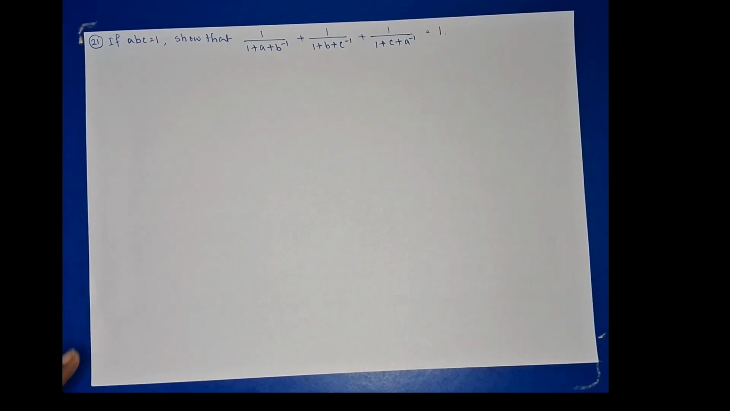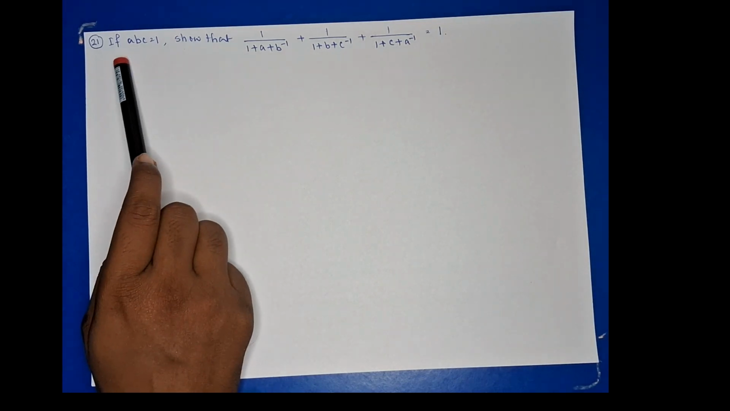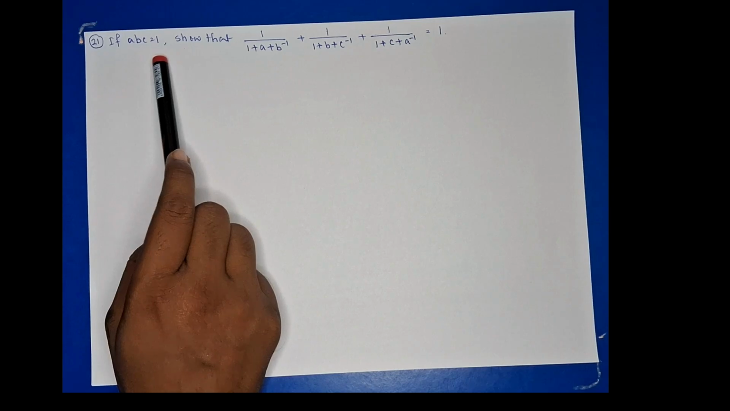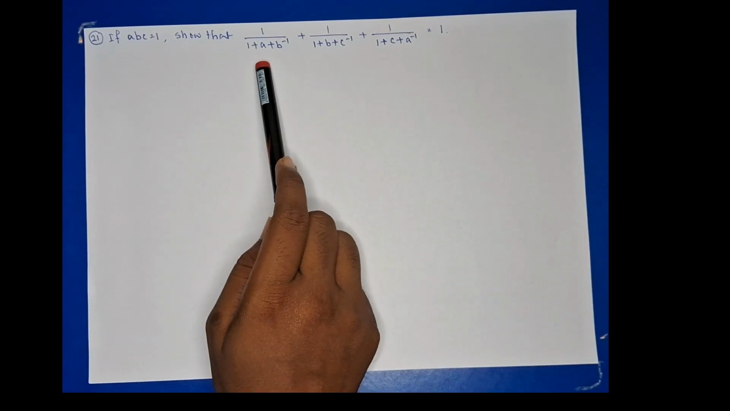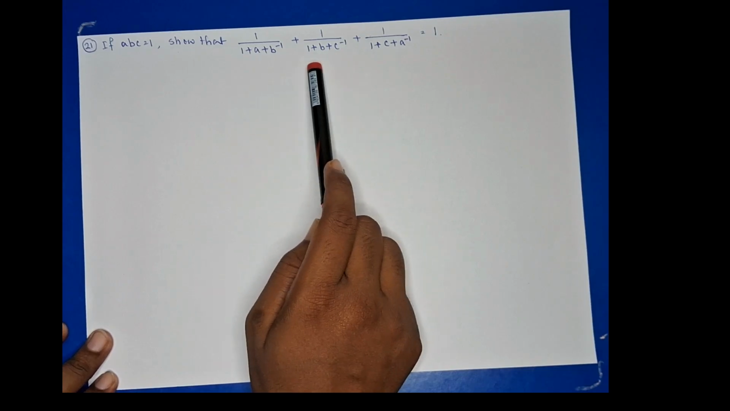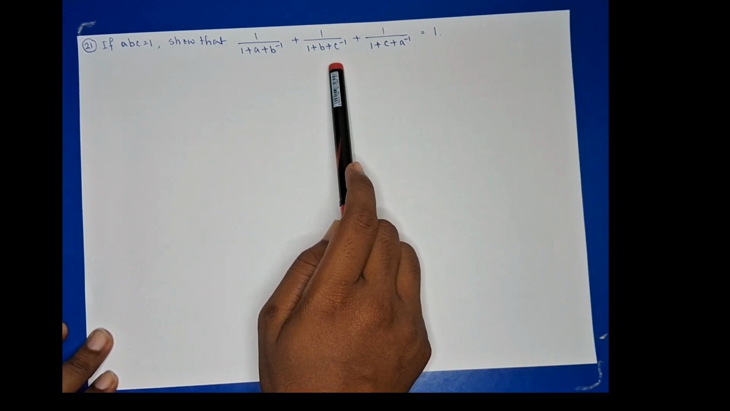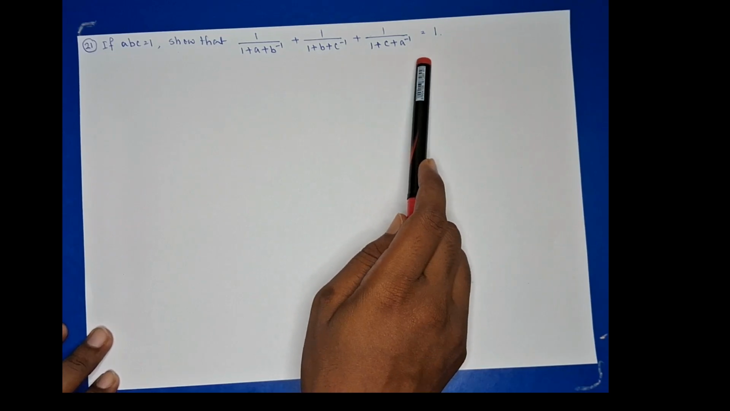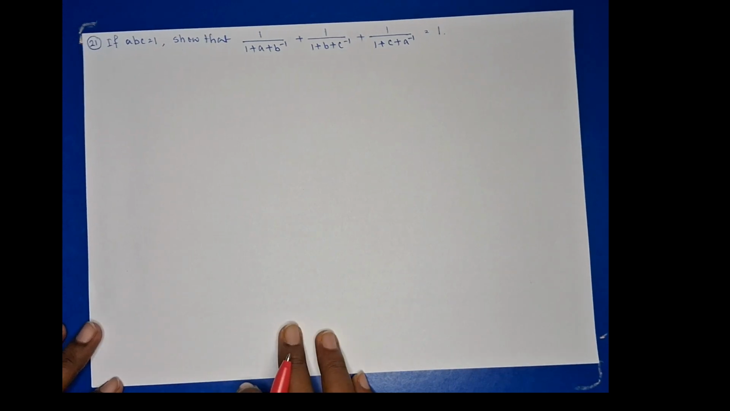Now, question number 21. What is there? If abc is equal to 1, that means a into b into c is equal to 1, show that 1 by 1 plus a plus b to the power minus 1 plus 1 by 1 plus b plus c to the power minus 1 plus 1 by 1 plus c plus a to the power minus 1 is equal to 1. Pause for a moment and try to solve it by yourself if you can. And if you can't, then I am here to help. Let us start.